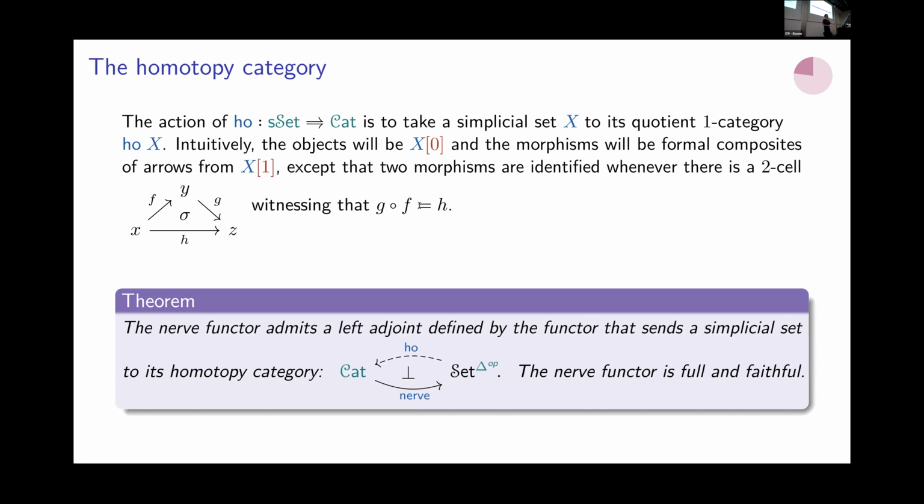And so the main theorem here is that the nerve functor admits a left adjoint, which sends a simplicial set to its homotopy category. And we also need the fact that the nerve functor is full and faithful.